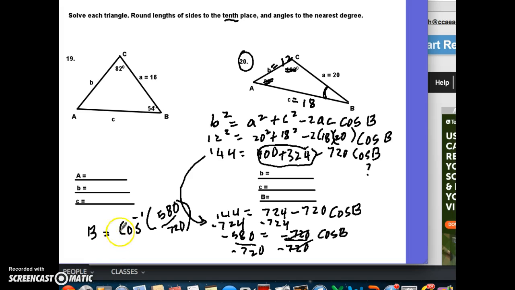So the measure of angle B would be about 36 degrees. All right, so that's the way you work that out. Again, make sure you put like terms together here first, and then you divide by the negative 720, because the cosine B is like your x variable.